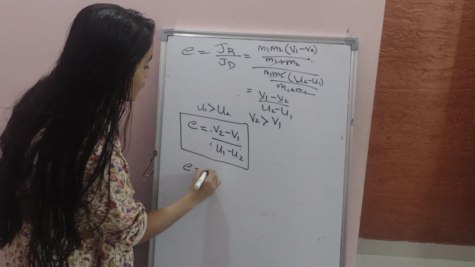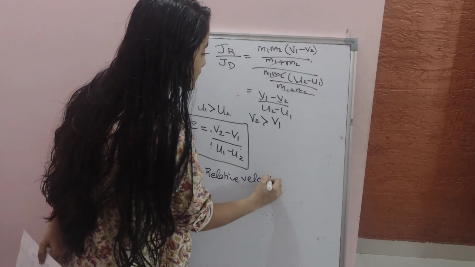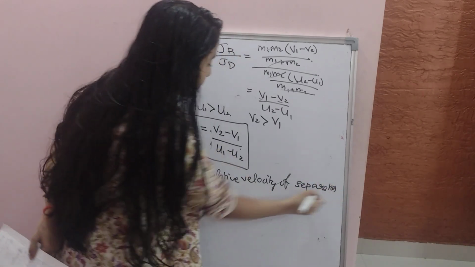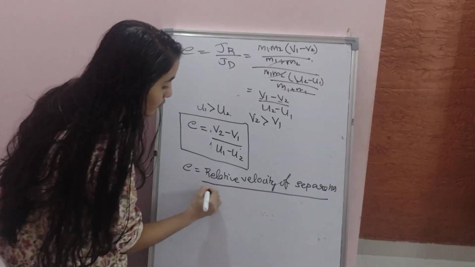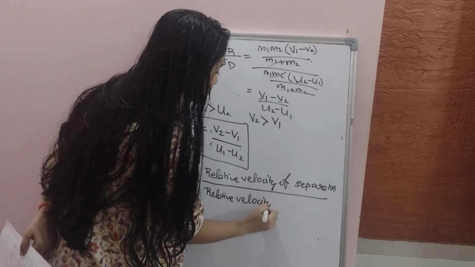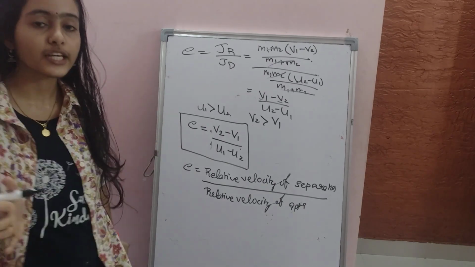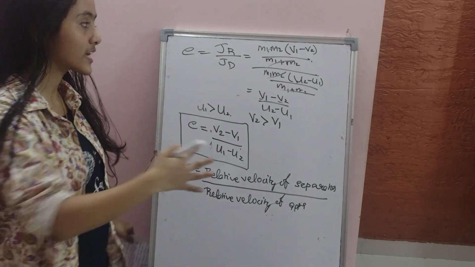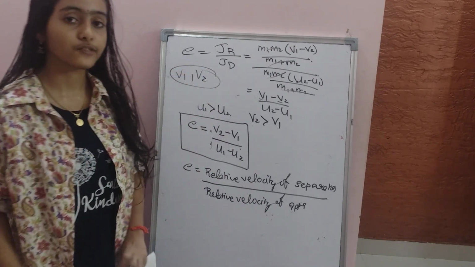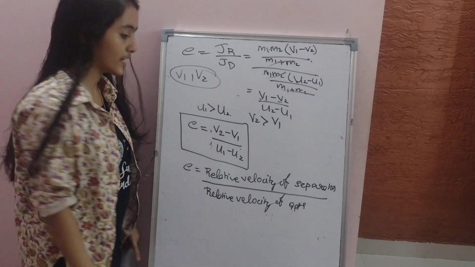That is, E is equal to relative velocity of separation divided by relative velocity of approach. Ta-da! So this is the value of E. Now with this value, we can solve the equations for the final velocities V1 and V2 for inelastic collision too. Right. So now we are going to see some peculiarities about this value E.